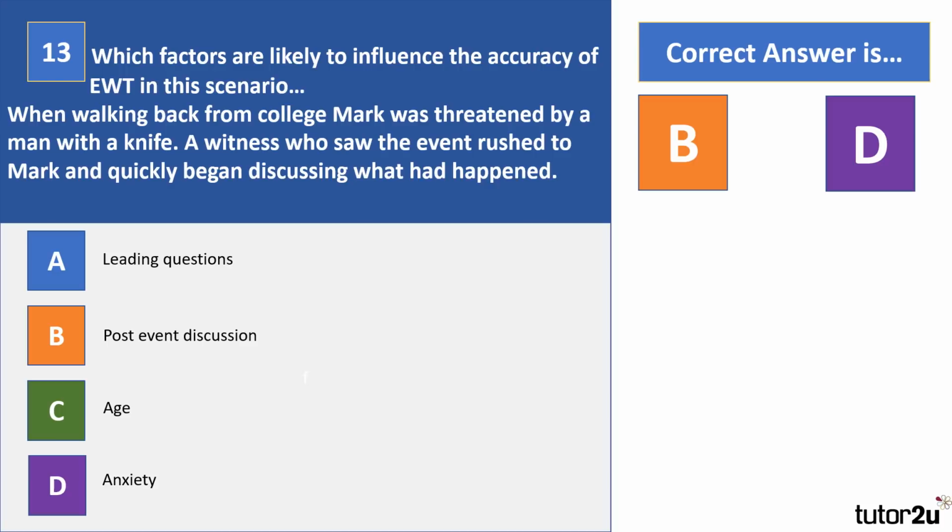So post-event discussion is at the end of that scenario where it talks about the witness speaking to Mark and what they saw, and this discussion of course could have an impact on the accuracy of both of their recollections of events. Then for anxiety, which is D there, we can link to the fact that the person that had threatened him had a knife, and as we know this can lead to an increase in the level of anxiety, which depending on how much it increases could negatively or maybe even positively impact his recollection of events.